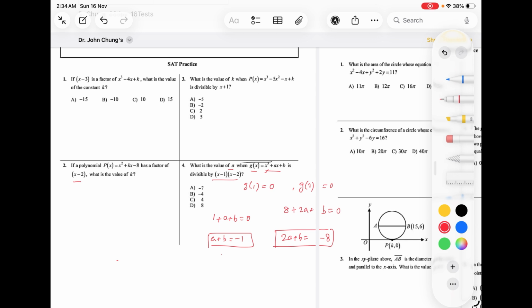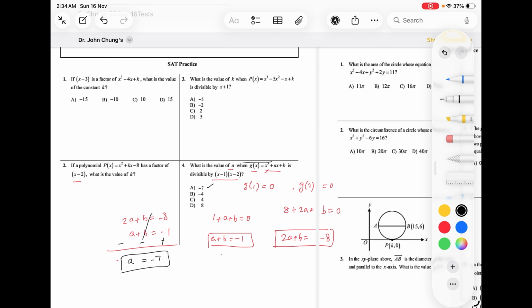Now I will simply solve these two to find the value of a. Now here 2a plus b is equal to minus 8, a plus b is equal to minus 1. I simply subtract it. So b and minus b cancel out. 2a minus a equals a. Minus 8 plus 1 will be minus 7. So the correct answer is minus 7.